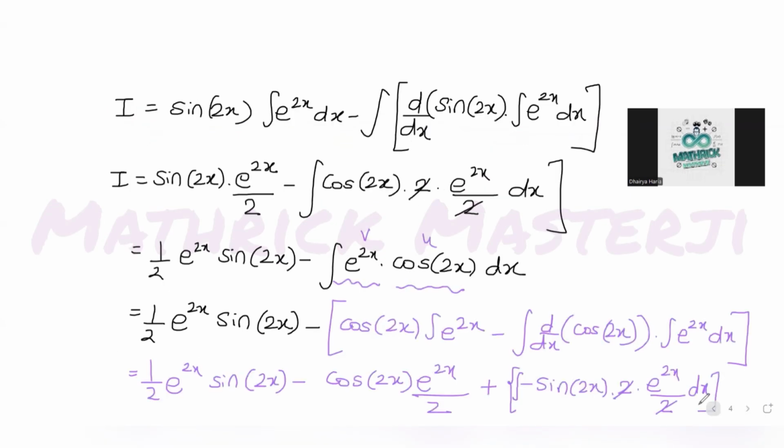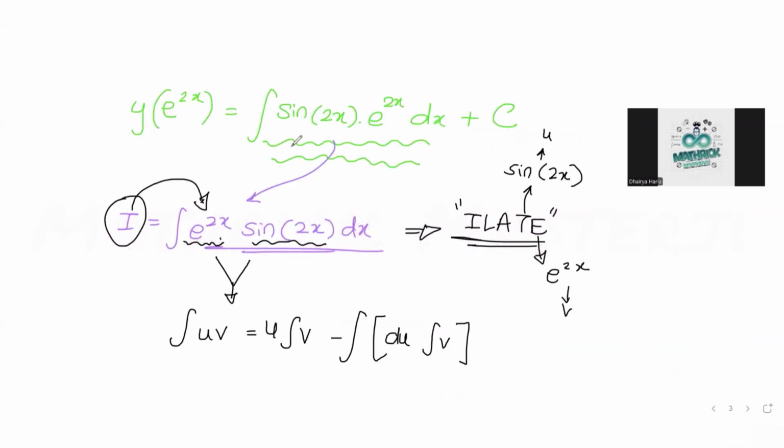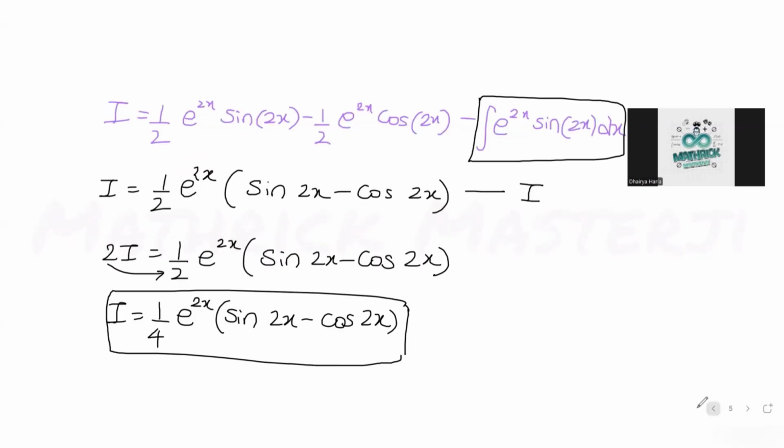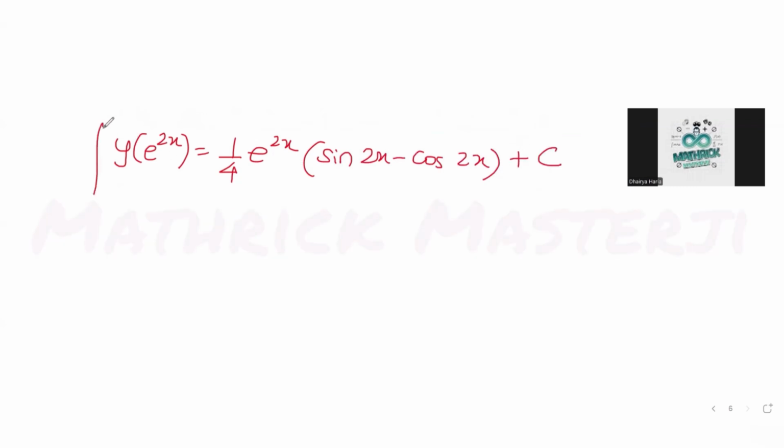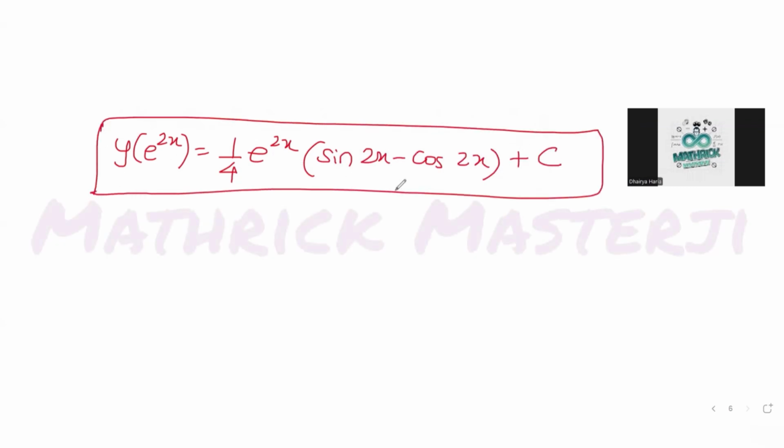and cos x. Now once I get that, I'll put it here. So I get the solution of this entire differential equation. So it gets me y e raised to 2x is equals to 1 over 4 e raised to 2x sine 2x minus cos 2x plus c. So I get the solution of this entire differential equation.